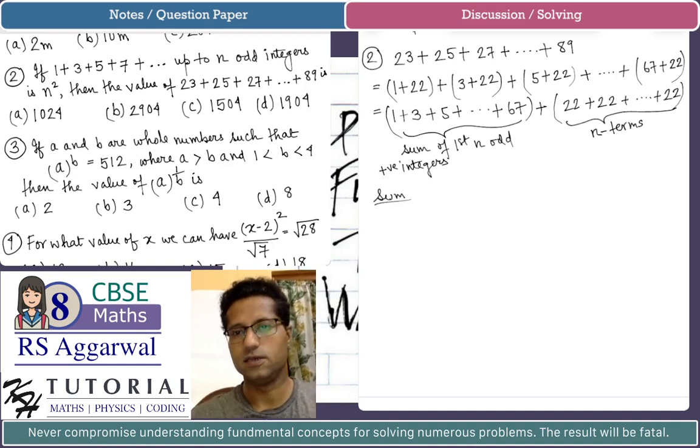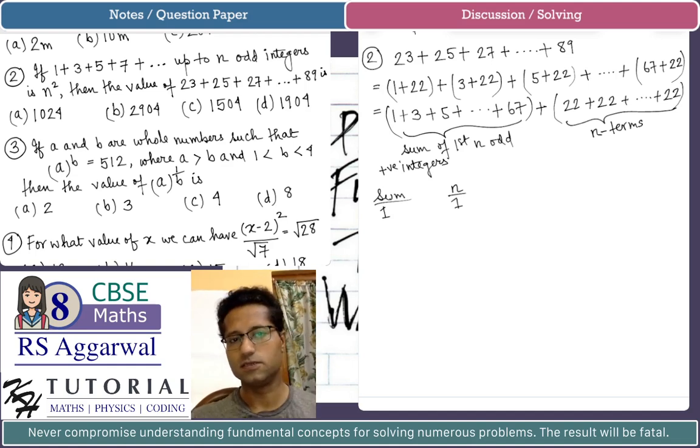Let's see how we can find n with some examples. If the sum is 1, then we definitely know n is 1, that is the sum of the first odd positive integer. If the sum is 1 plus 3, we know n is 2, the sum of the first two odd positive integers. If the sum is 1 plus 3 plus 5, this is the sum of the first three odd positive integers.